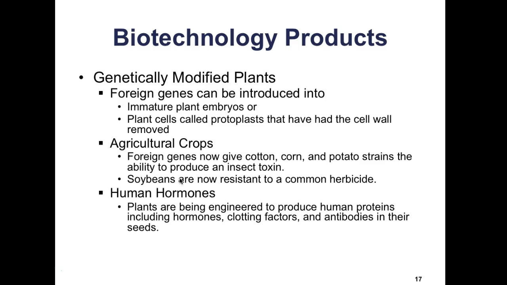They should be displaying those if they use that particular seed from a company. So you might see something like Agro, and it would be a cornfield, and you'll see a little sign that says Agro, and then underneath it will be the serial number, like 112346. That would be that particular genetically modified plant's serial number and the company from which it came. The other thing, it's applicable to human hormones. Plants are being engineered to produce human proteins, including hormones, clotting factors, and antibodies in their seeds. So you could see how some of this can benefit us as well.